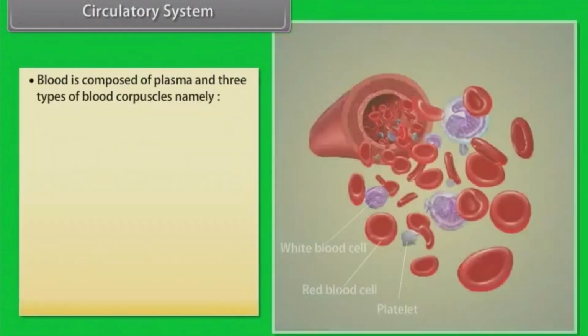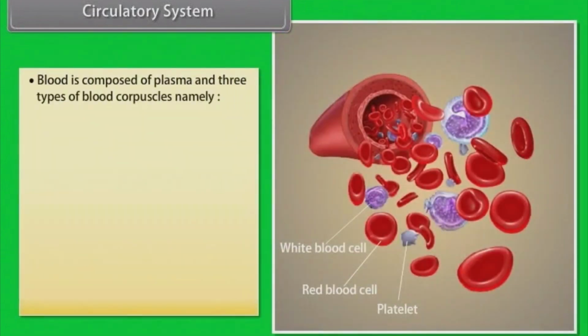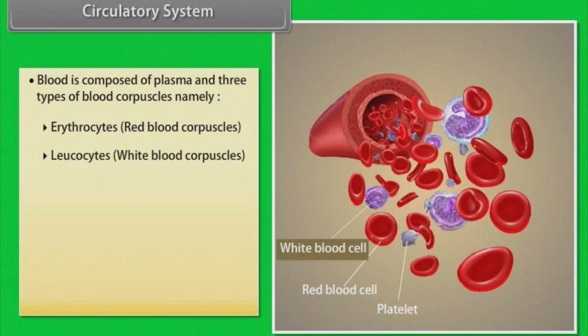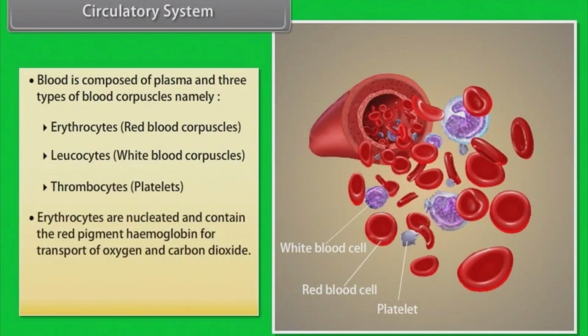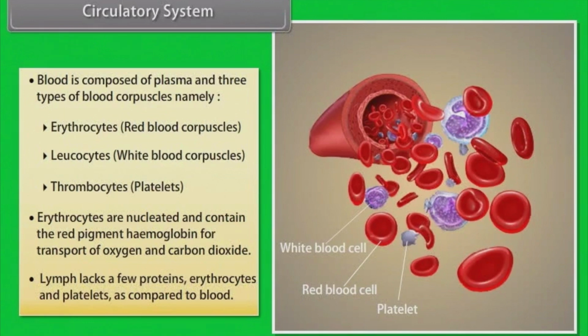Blood is composed of plasma and three types of blood corpuscles, namely erythrocytes, that is, red blood corpuscles; leukocytes, that is, white blood corpuscles; and thrombocytes, that is, platelets. Erythrocytes are nucleated and contain the red pigment hemoglobin for transport of oxygen and carbon dioxide. Lymph lacks a few proteins, erythrocytes and platelets as compared to blood.